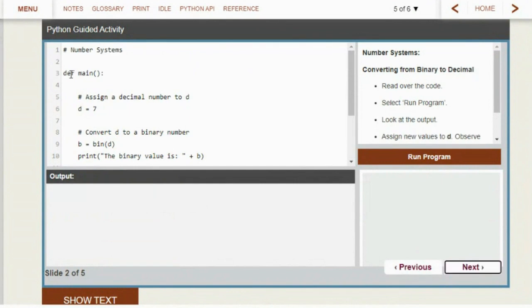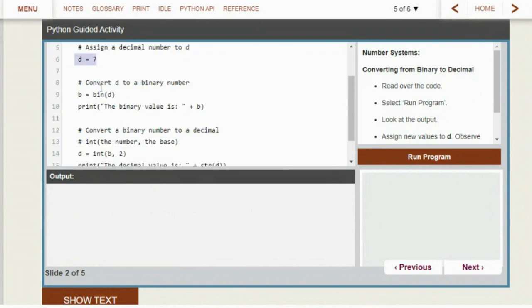Let's read over this code. Define main, assign a decimal number. So we're back to assigning our 7. We're going to convert it to a binary number, just like we did before. B equals the binary equivalent of D. And we're going to print that out. So nothing's different so far, other than we didn't print the decimal. We took that out. Now we're going to convert the binary number to a decimal.